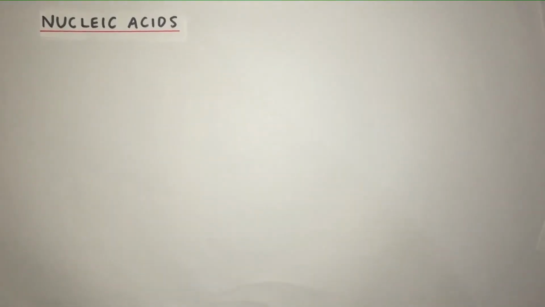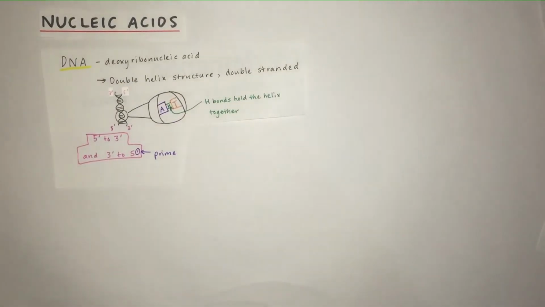In this video, we're going to discuss nucleic acids. So first up we have DNA, which is deoxyribonucleic acid. It has a double helix structure and is double-stranded. And DNA is really important because it's basically the instruction manual for everything that goes on in our bodies.